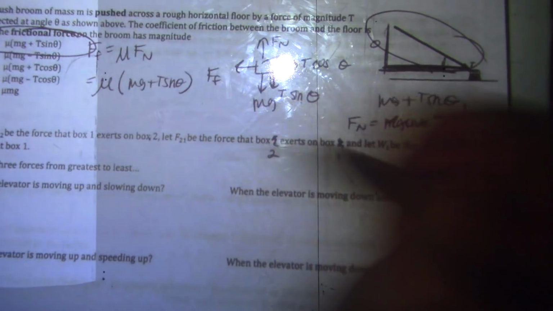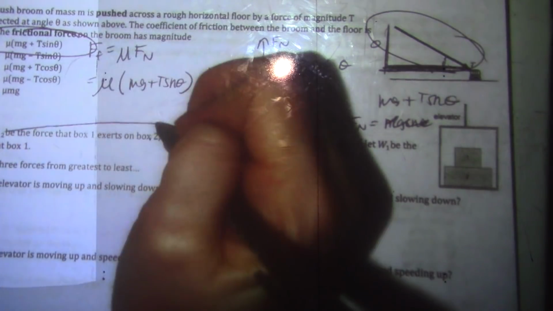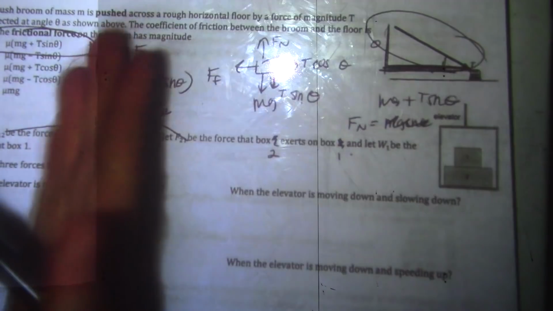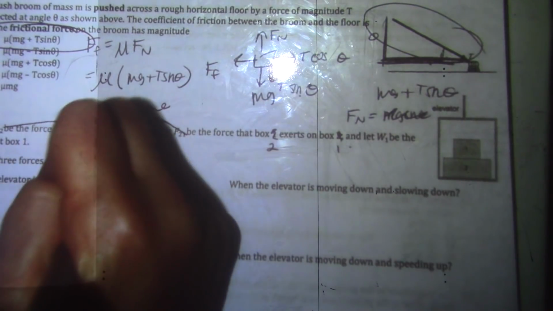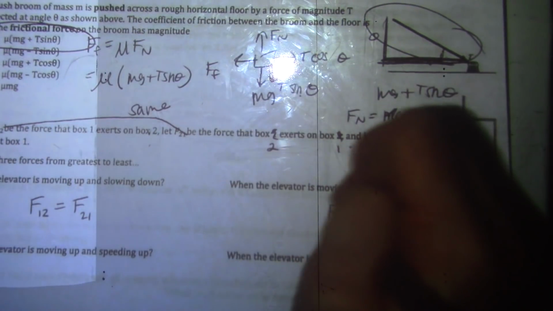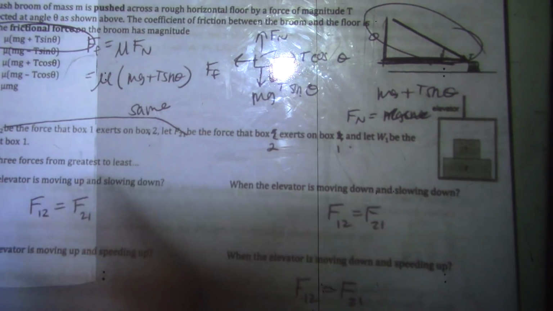So I actually made it super easy on you because the force of 1 on 2 and the force of 2 on 1 have to be the same force. It doesn't matter which way it's accelerating. By Newton's third law, A on B and B on A are the same force. So I'm going to go ahead and start with F12 equals F21 on all of these, because no matter what's happening, that is the same force.